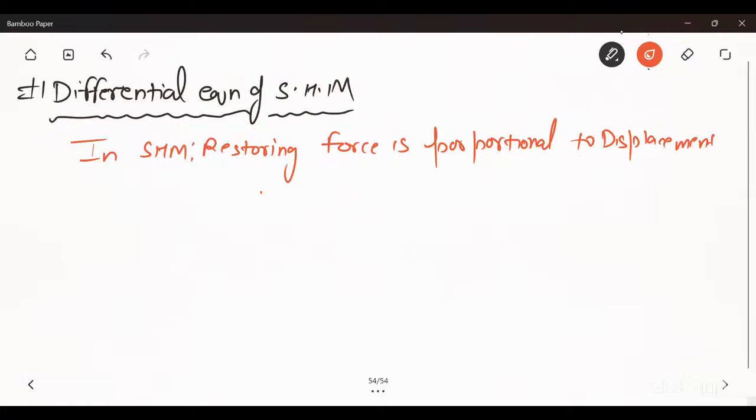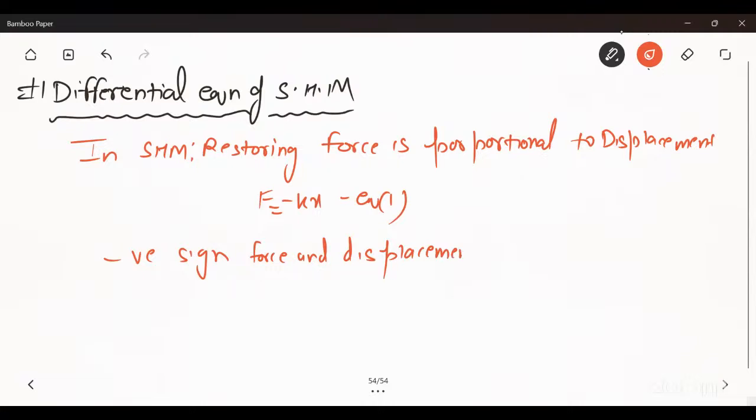That means F is equal to minus Kx. This is equation first. The negative sign shows that force and displacement are in opposite direction.